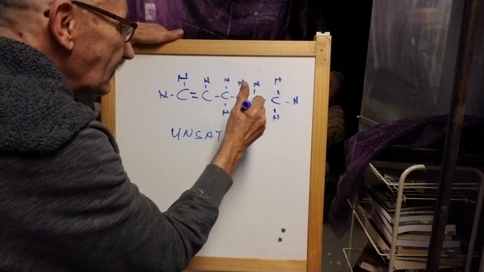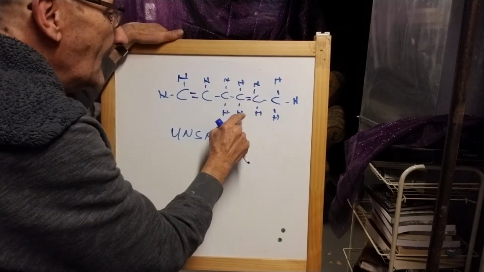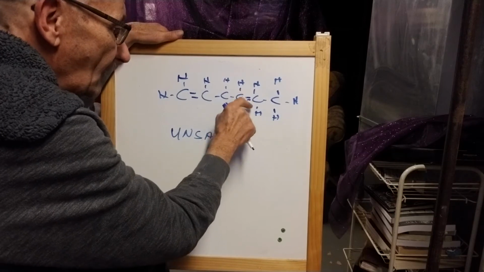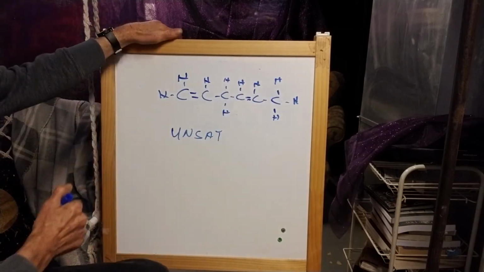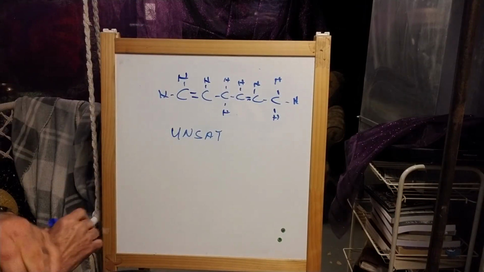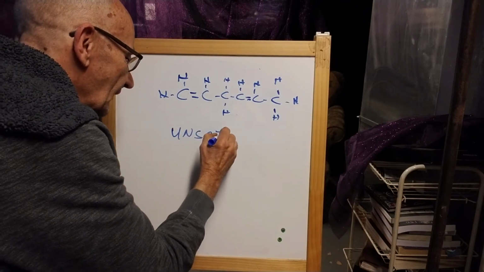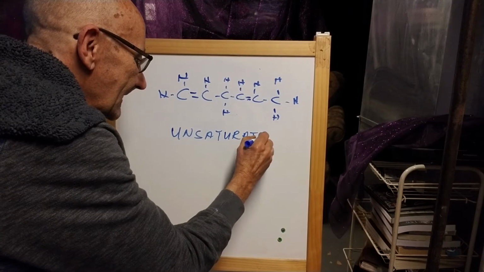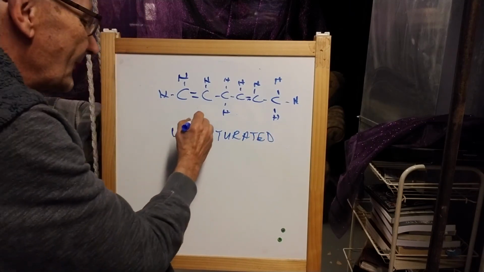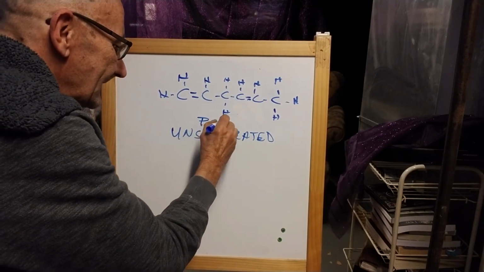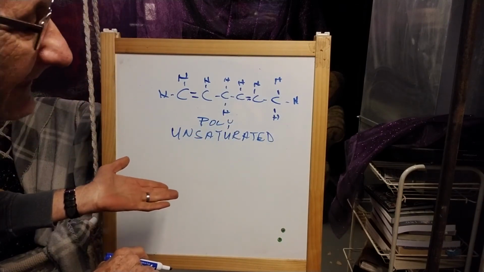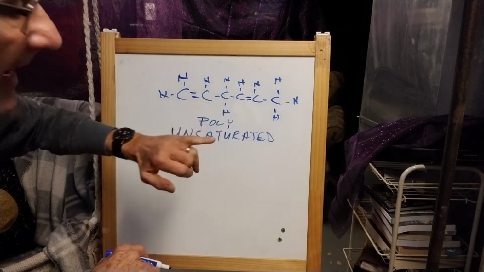I can also do this one. So at this point, 1, 2, 3, 4, 5, he disappears. 1, 2, he disappears. This is saturated. This is poly unsaturated. Poly means many or more than one anyway. We got two of them.